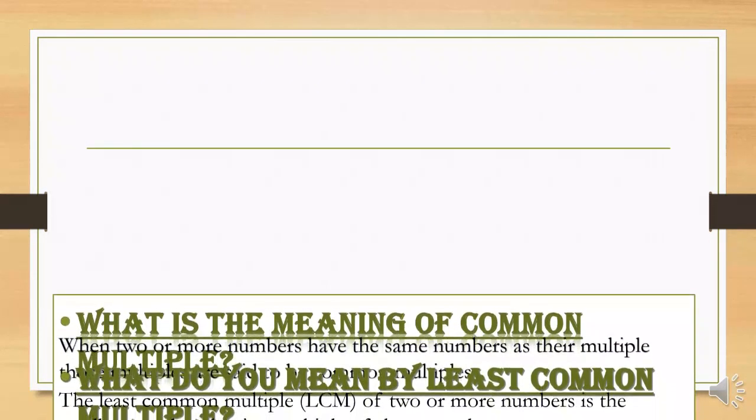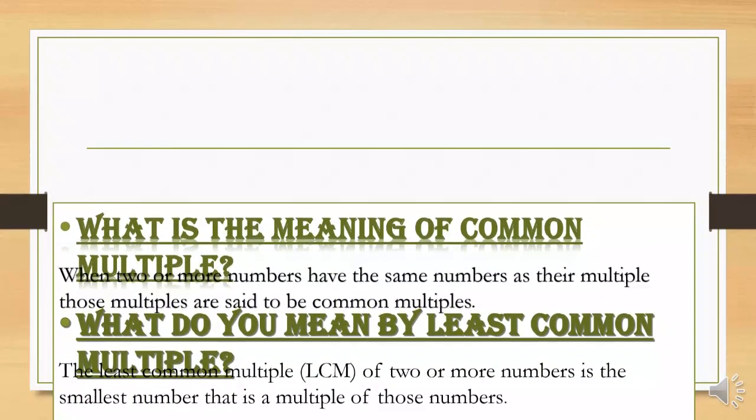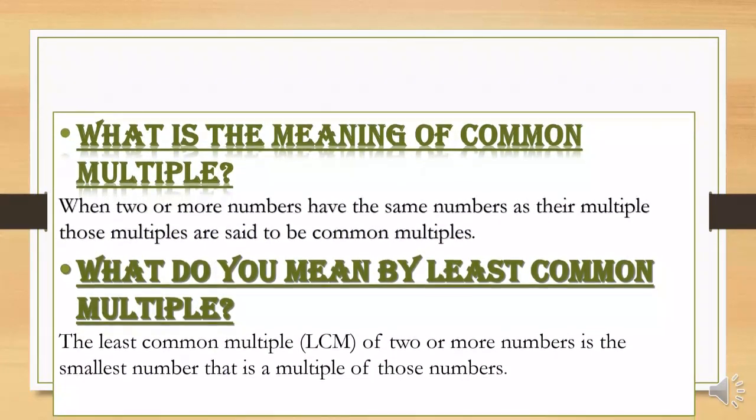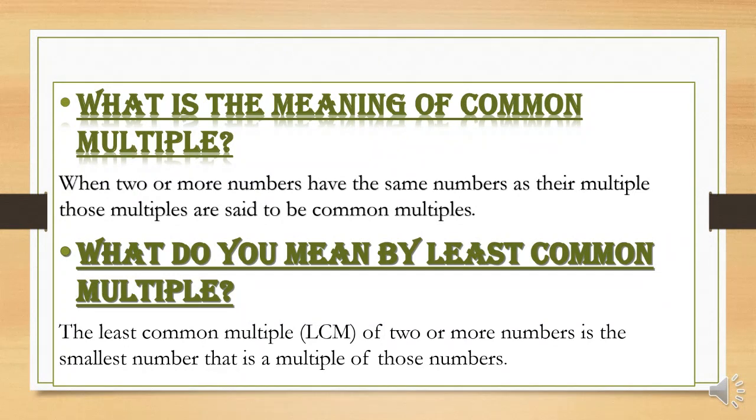Now let's study common multiple and least common multiple. What is the meaning of common multiple? When two or more numbers have the same numbers as their multiples, those multiples are said to be common multiples. What do you mean by least common multiple? The least common multiple of two or more numbers is the smallest number that is a multiple of those numbers.